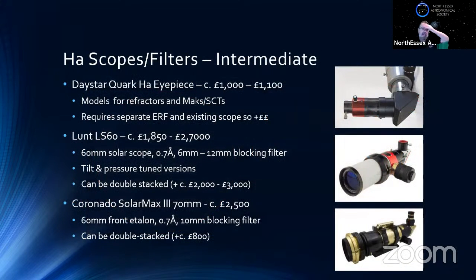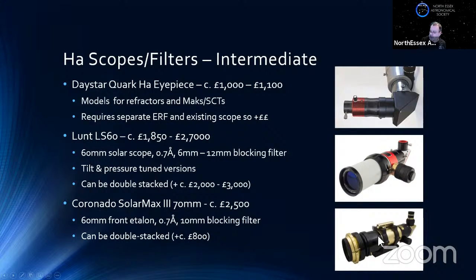If you want to spend serious money, you can move up to Quark, who do hydrogen alpha eyepieces that go onto existing telescopes that you may have. The quality of them can be variable. So if you're thinking about buying one, let's have a chat. The one I've got is one of these Lunt LS60 pressure tuned jobs. I really like it. Very, very good. Somewhere between 1850 and 2700, depending on the price and the size of the blocking filter.